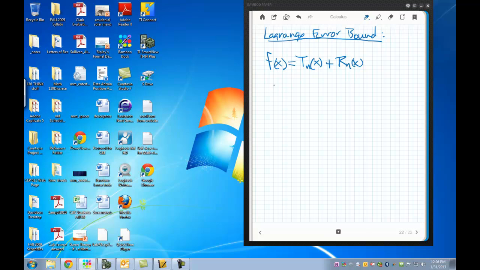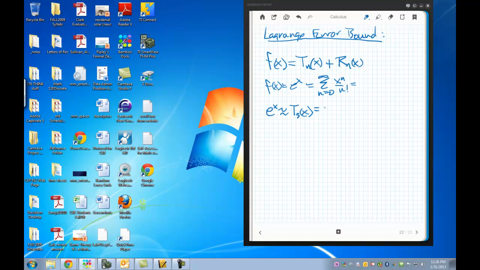So, for example, if I want f of x equals e to the x, which I know is also equal to the sum as n goes from 0 to infinity of x to the n over n factorial, and I want this to be approximated by T sub 5 of x, the 5th degree Taylor polynomial, that's easy. Really, all I've got to do is build this out.